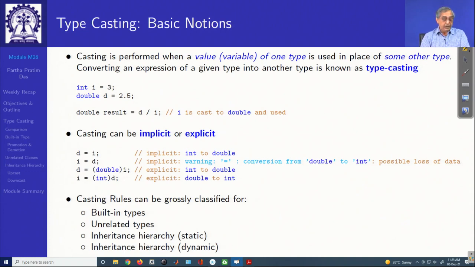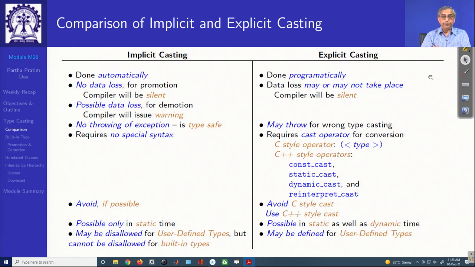So, what we will do is look at the different casting rules in certain groups. First, we will look at the casting for the built-in types, then we will look at casting for unrelated types including classes. C++ deals primarily with classes. And then we will talk about what happens to casting when we have an inheritance hierarchy, what happens at compile time and what can happen at runtime. So, there is casting all over. These different aspects are what you will see in the next couple of slides.